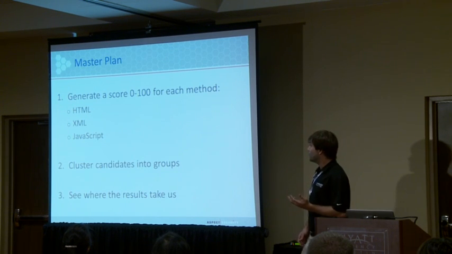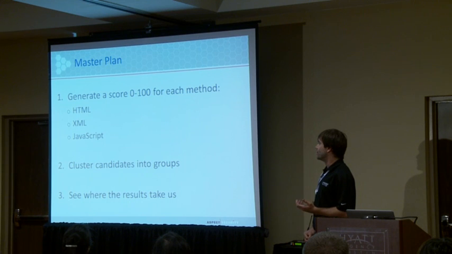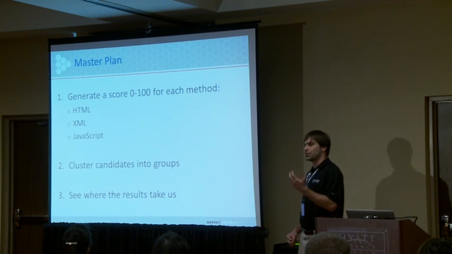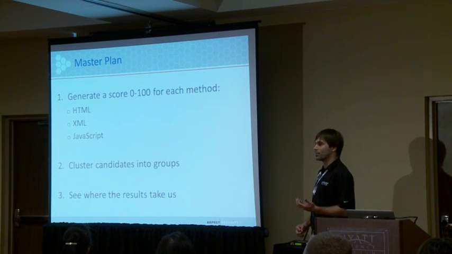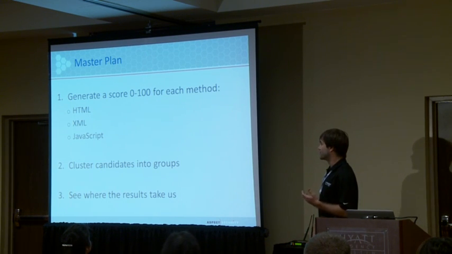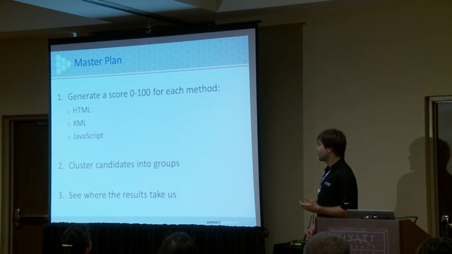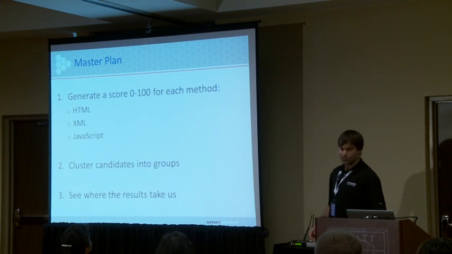To sum up, in the first step we generate a score, 0 to 100, for each of the methods that we're looking at. We generate a separate score for each encoder type that we're searching for. So far we've got HTML, XML, and JavaScript, so it'll generate 3 separate scores for each of those types. Then we use those scores to cluster the candidates in groups, and then we see what happens in step 2.